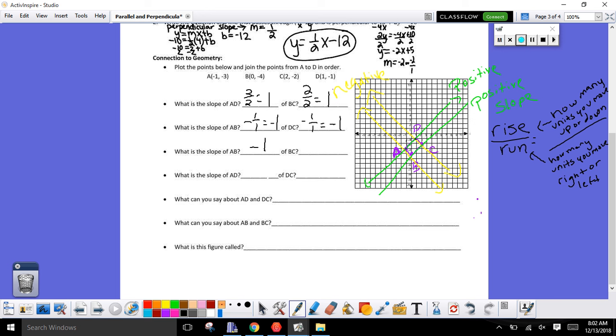What is the slope of BC? BC is a positive 1. What is the slope of AD? Positive 1. DC, negative 1. What can you say about the slopes of AD and BC?